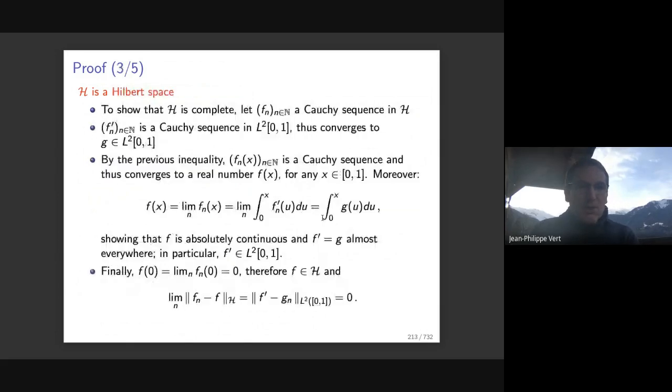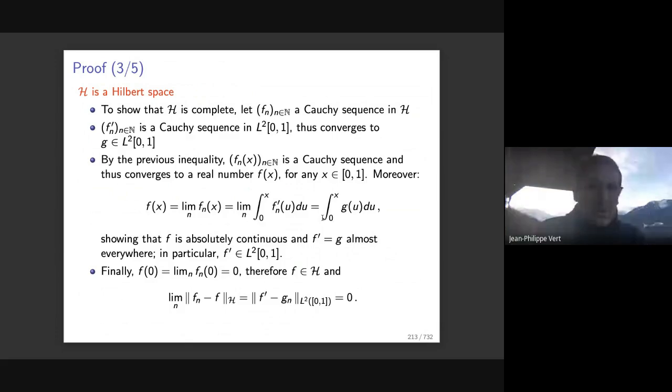The only thing that remains to be shown is that H is complete to be able to say that it's a Hilbert space. So to show that a space is complete, we typically take a Cauchy sequence of functions in the space capital H, so Cauchy in the sense of the bracket that we defined. Now, from the definition of the bracket, we know that the norm of a function is the L2 norm of the derivative. So if f n is Cauchy in the bracket, it means that f prime n is a Cauchy sequence in L2 of 0, 1. And because L2 itself is a Hilbert space, we know that any Cauchy sequence converges in L2 to a function g.